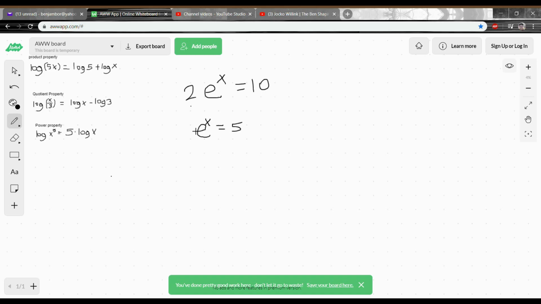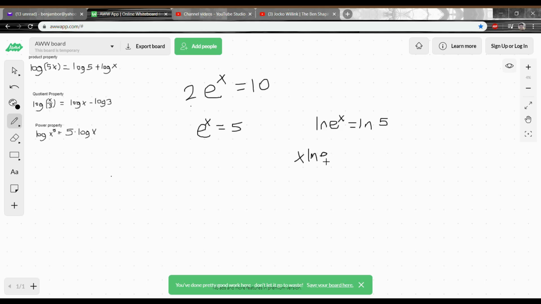And now e to the x is by itself, and we can use the logarithms to help us solve this. Now, since we're using e, remember that the natural log uses a base of e, so we might want to go ahead and use the natural log anytime that we see an e in our equation. So let's take the natural log of both sides of the equation. That is going to give us the natural log of e to the x is equal to the natural log of 5. Let's use the power property and bring that x to the front.